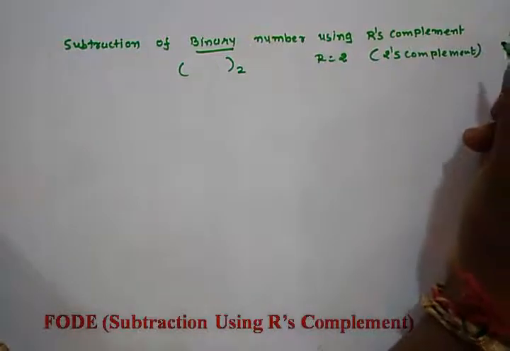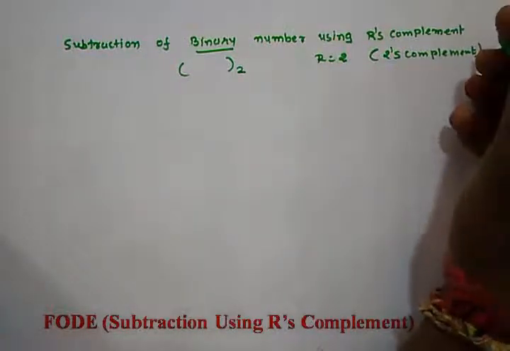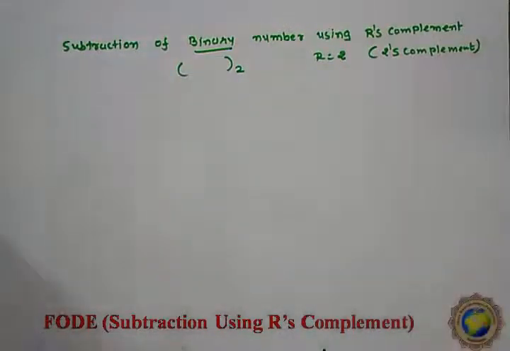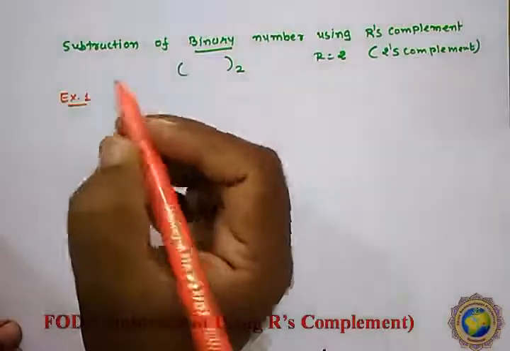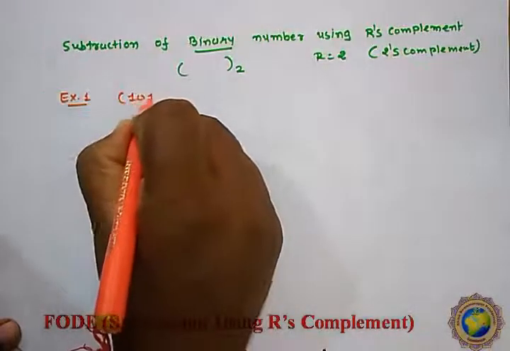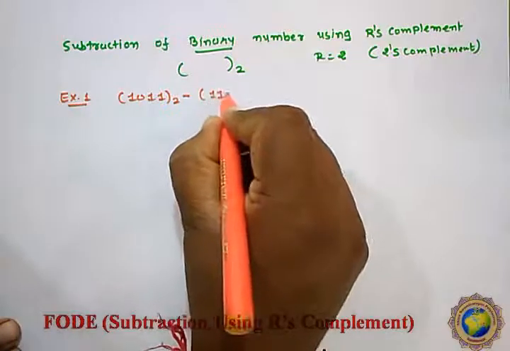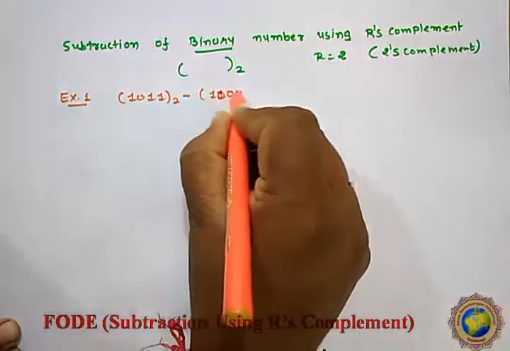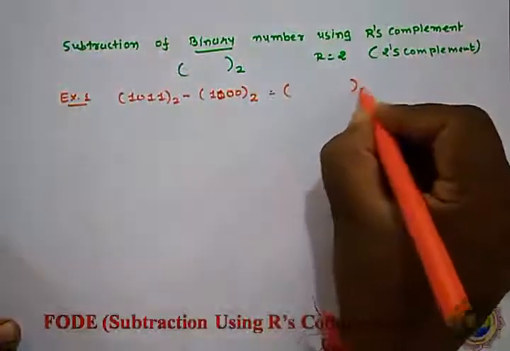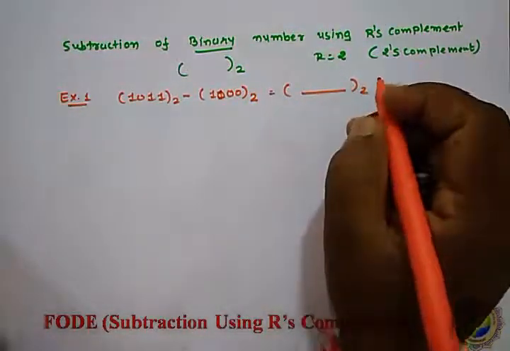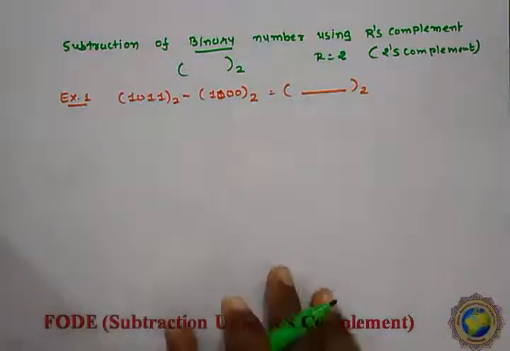You have to follow the same steps. Taking one example, example number 1. Suppose I have the number 1011 minus 111000. These two numbers are subtracted. What will the answer be? The answer will be in binary. So you have to remember this thing.